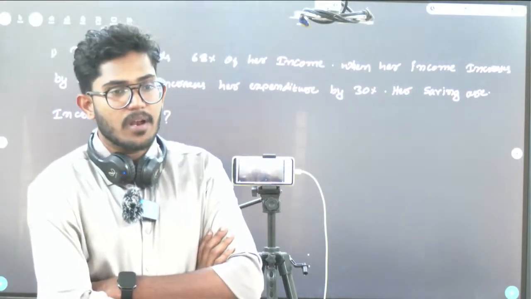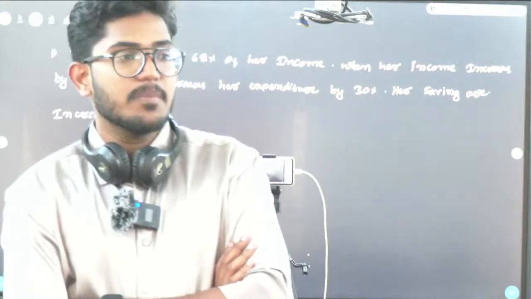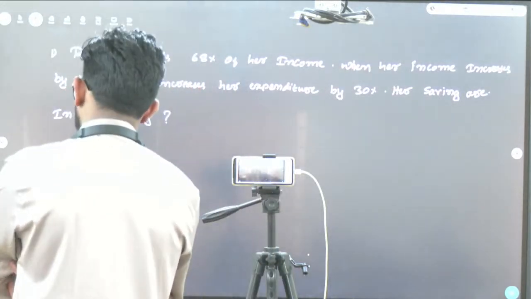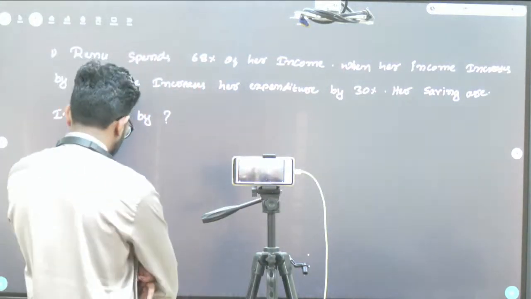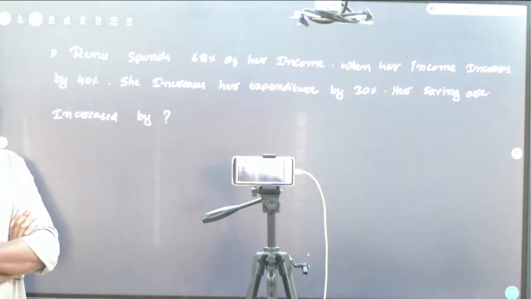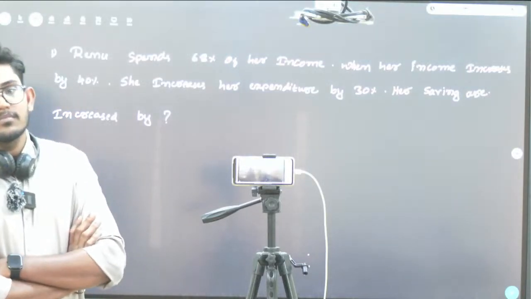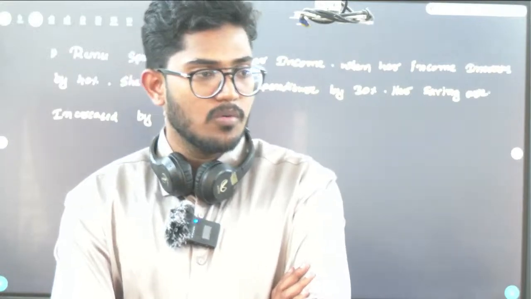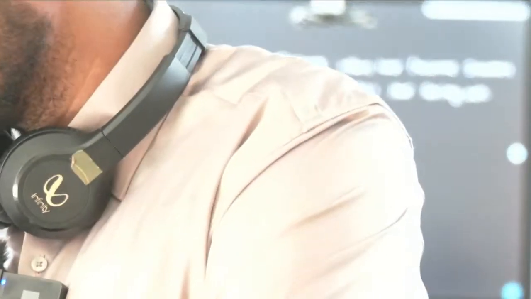40%, means income will be now 140, and expenditure 30% increases. So 68 into 130 divided by 100. Calculate how much you're getting. 68 into 130. 88.4. 88.4 is the expenditure now.